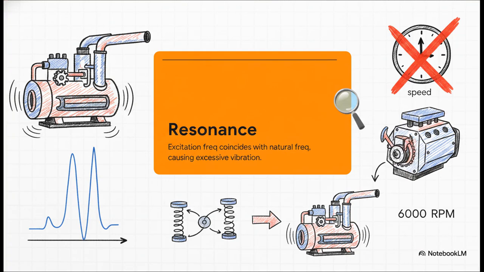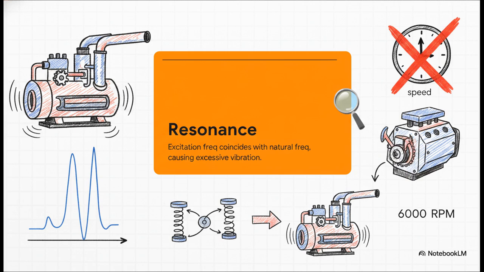As engineers, you already know the golden rule of mechanical design. When your machine's excitation frequency perfectly matches the system's natural frequency, you get resonance. And in our world, resonance usually means catastrophic failure. Imagine a massive industrial motor. If it hits that natural frequency, the vibration amplitudes skyrocket.